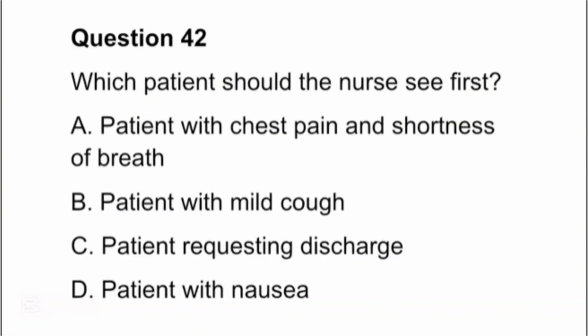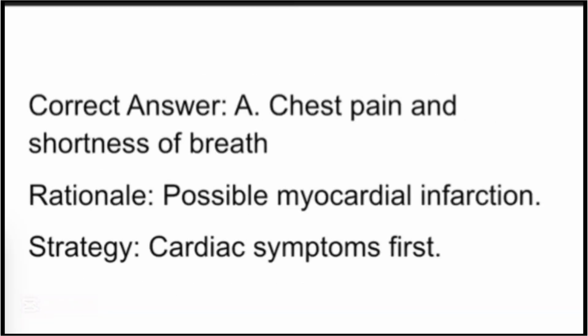Question 42. Which patient should the nurse see first? A. Patient with chest pain and shortness of breath. B. Patient with mild cough. C. Patient requesting discharge. D. Patient with nausea. Correct answer: A, chest pain and shortness of breath. Rationale: possible myocardial infarction. Strategy: cardiac symptoms first.